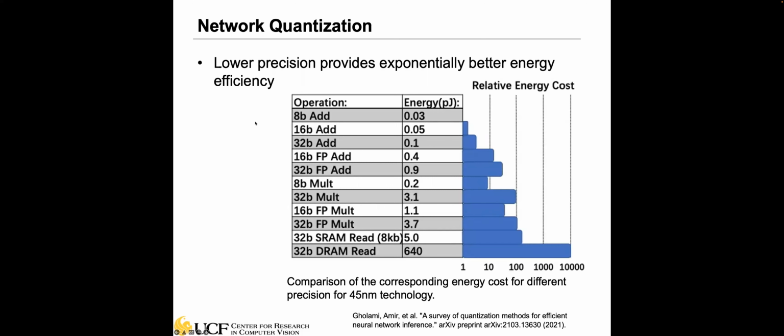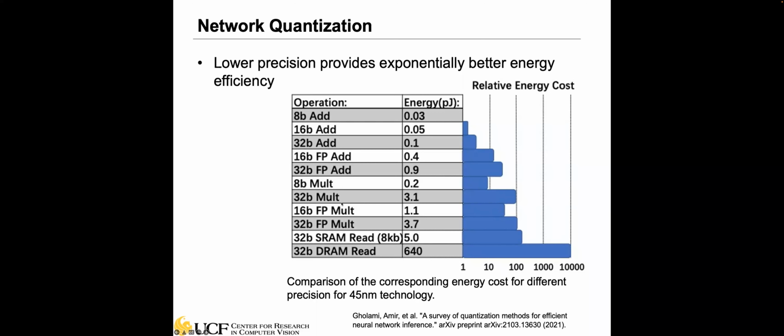So for the quantization of the network, if we have the lower precision, it also provides the benefit of better energy efficiency, right? So here is a figure comparing the energy cost for different precisions on the 45 nanometer technology. Here is the 8-bit addition, 16-bit addition, 32-bit addition. Okay, so there's also multiplication. So you can see how much energy consumption is associated with each of the operations, right?